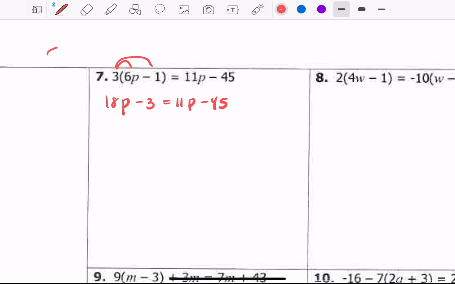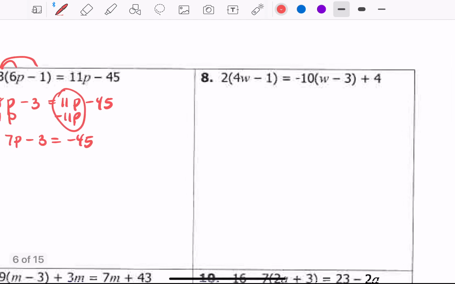I don't have like terms on either side, but I do have variables on both sides. So I am going to pick 11p to get rid of because it's easier to subtract 18 minus 11 than 11 minus 18. So it doesn't matter which one I pick, I just have to pick one. So over on the left, 18 minus 11 is 7p minus 3 equals, this becomes 0, negative 45. And now you're going to solve.